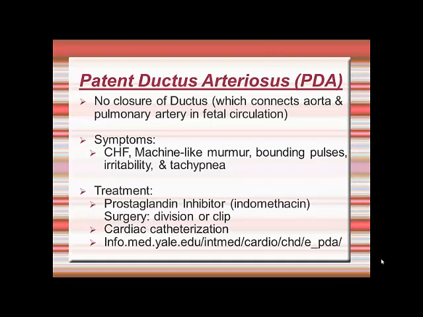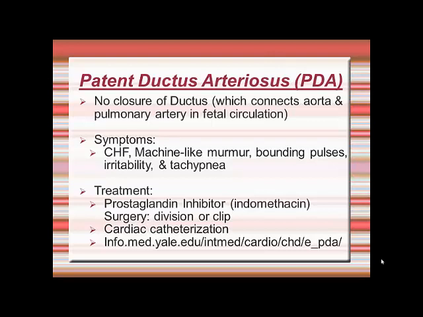The next one we're going to look at is patent ductus arteriosus. We know that normally the PDA is supposed to close. However, there's failure for it to close, and so the aorta and the pulmonary artery are still connected as it was in fetal circulation. The symptoms are going to be CHF. You will hear a machine-like murmur. There's going to be bounding pulses, irritability, and tachypnea.